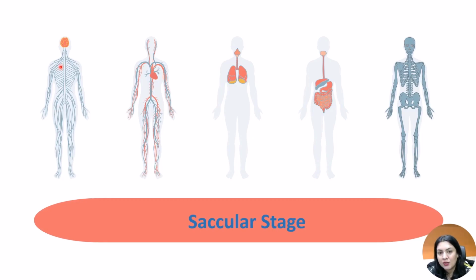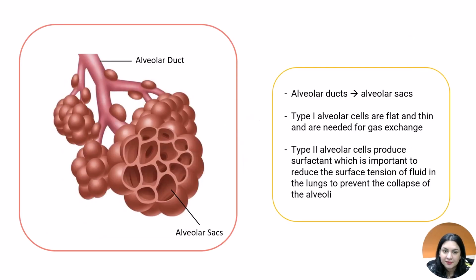And then next we move on to the saccular stage, which starts around 25 weeks into development all the way through to birth. This is when the terminal sacs and the capillaries really start to develop fully and get ready for their functionality. In this saccular stage, these alveolar ducts are going to give rise to alveolar sacs, and it's these alveolar sacs that are instrumental in completing the structure of the respiratory system.